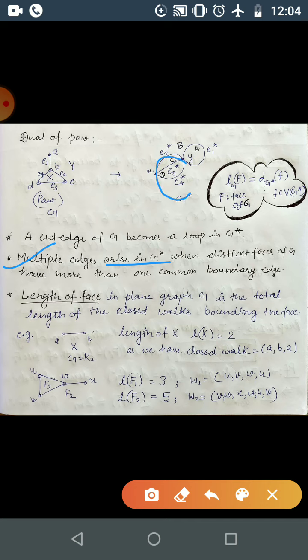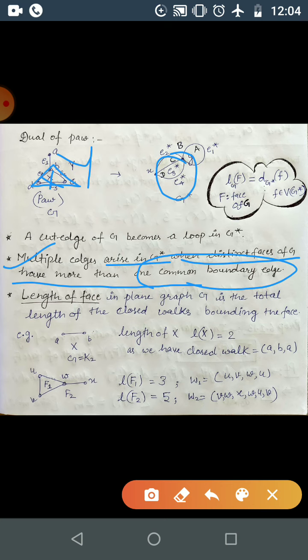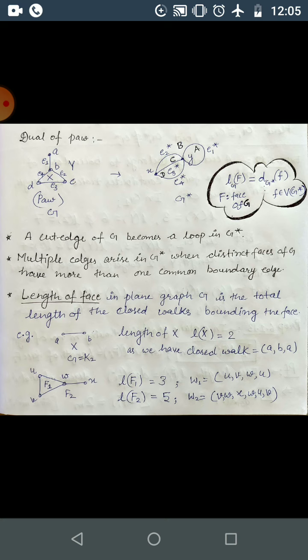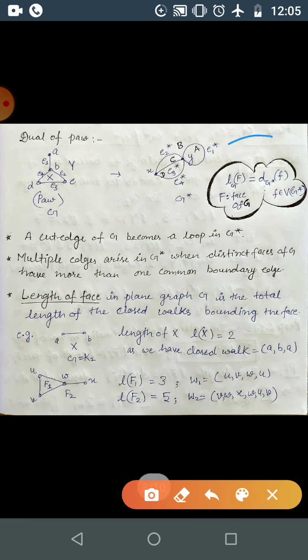And why are these multi edges arising? When distinct faces of G have more than one common boundary edge. Okay. So when x and y are distinct faces, and these are having more than one edge on the boundary. More than one common boundary edge. So boundary edges for x and y are E2, E3 and E4. So these are having more than one. That's why here we are getting multi edges and here we are getting a self loop. And this part I'll discuss.